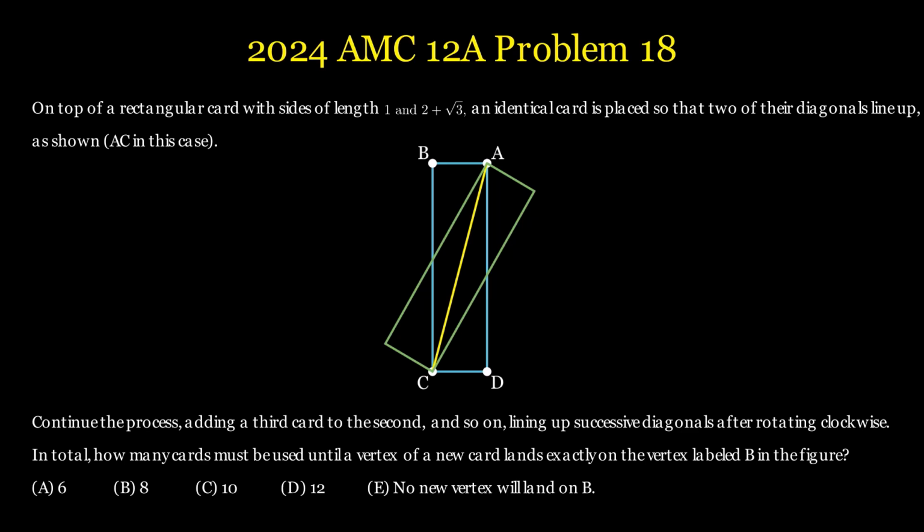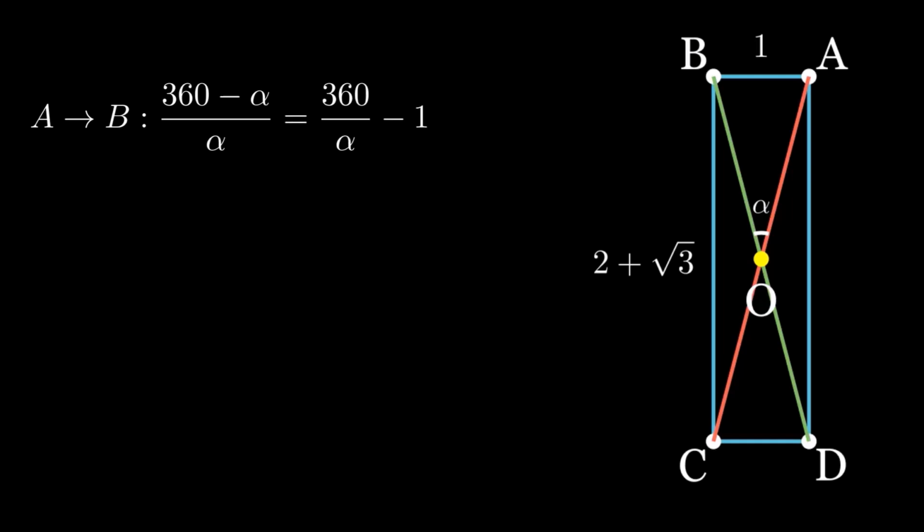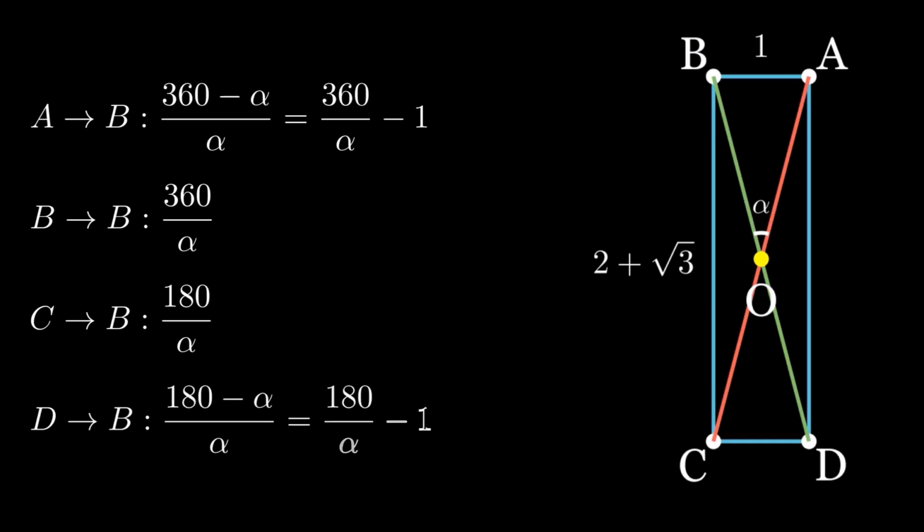To solve this, let's carefully analyze the geometry of the problem and derive the necessary angles. We'll start by calculating the tangent of half the rotation angle, then proceed to find the full rotation angle step by step. Let's begin. A reaches B by rotating 360 minus alpha degrees clockwise. Therefore, the minimum number of steps required for A to reach B is at least (360 minus alpha) divided by alpha. Simplifying this expression gives us 360 divided by alpha minus 1.